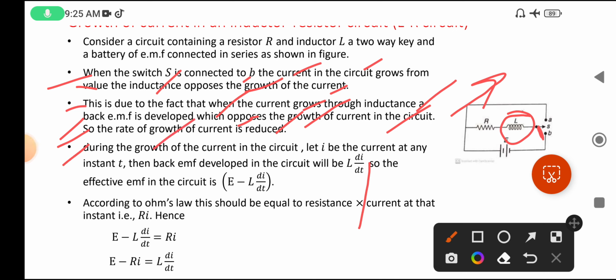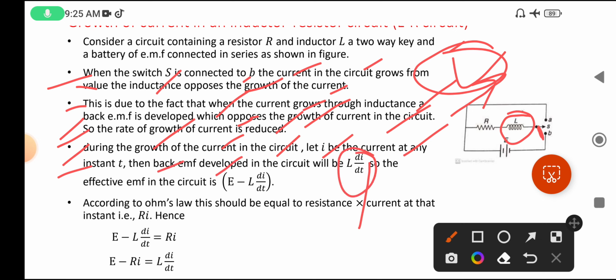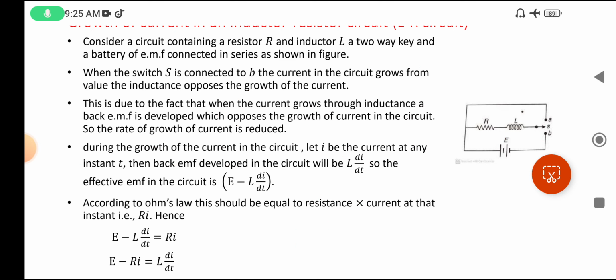Next, during the growth of current in the circuit, let I be the current at any instant t. So I is the current at any time, any time meaning after 1 hour, after 2 hours, after 3 hours. Then the back EMF developed in the circuit will be L into di by dt. So what I said just now, that back EMF is simply L di by dt.